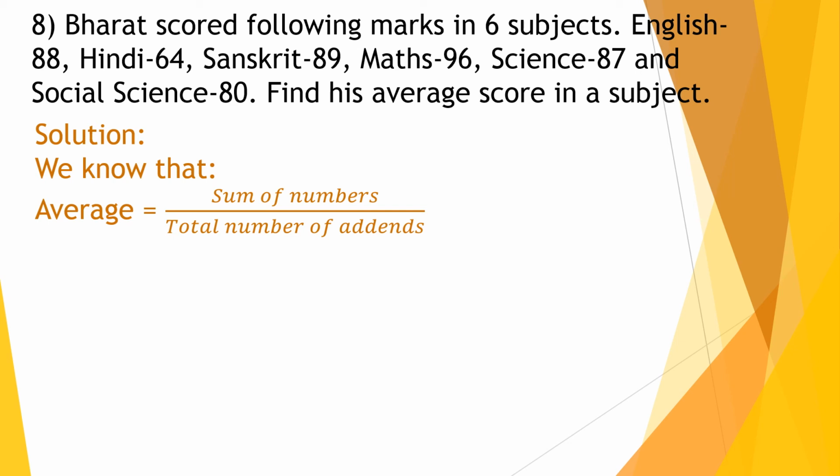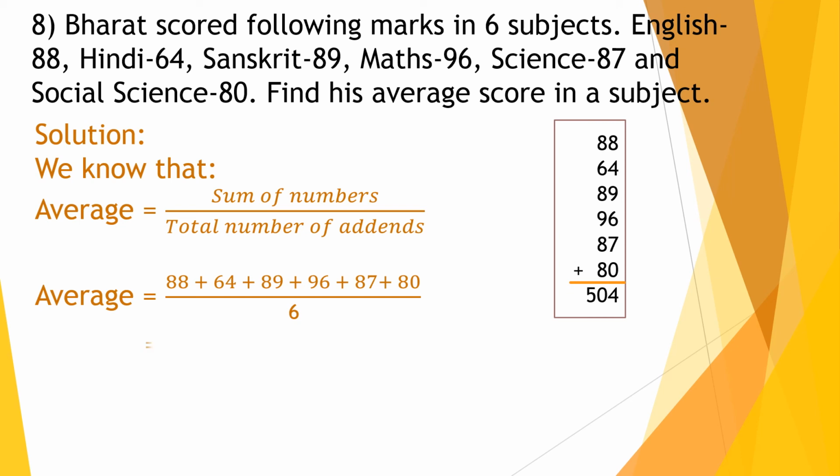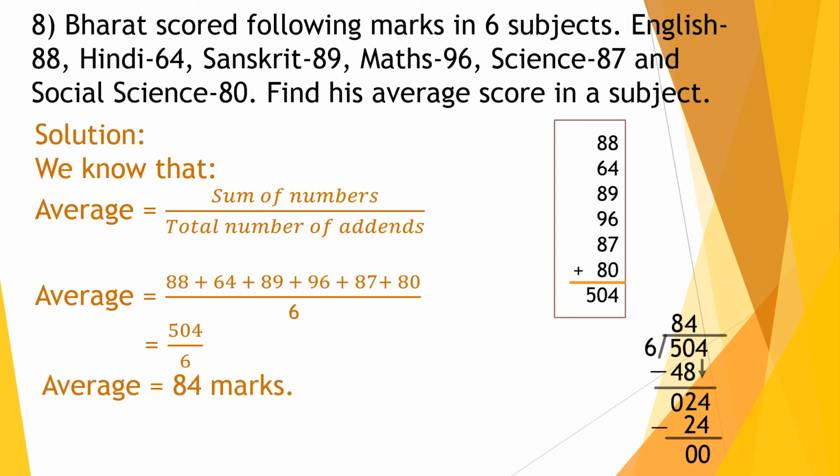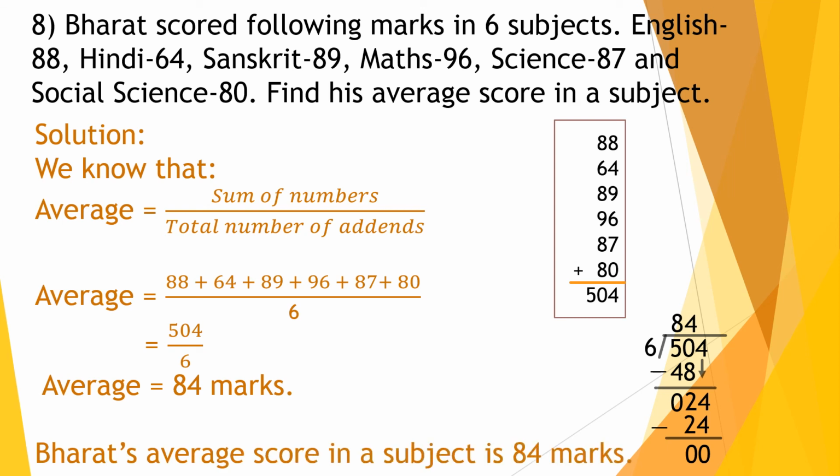First, write the sum of marks in 6 subjects, which is 88 plus 64 plus 89 plus 96 plus 87 plus 80, and divided by the total number of subjects, which is 6. Now add all the marks, which is 504 divided by 6. If we divide 504 by 6, we get 84 marks as average. So Bharat's average score in a subject is 84 marks.